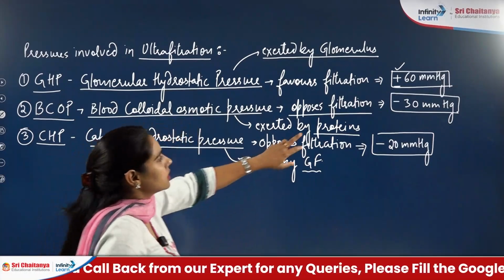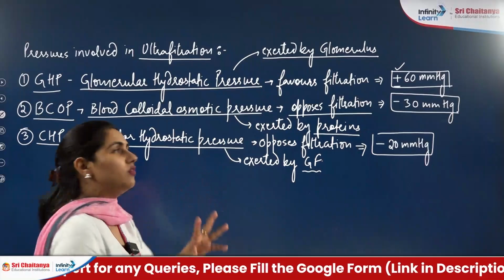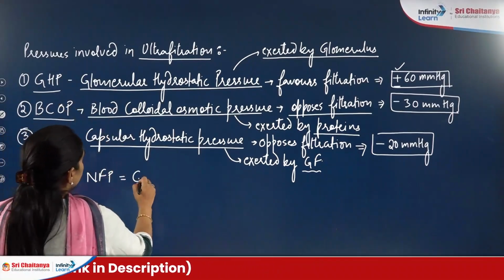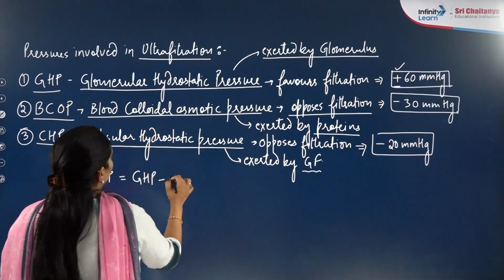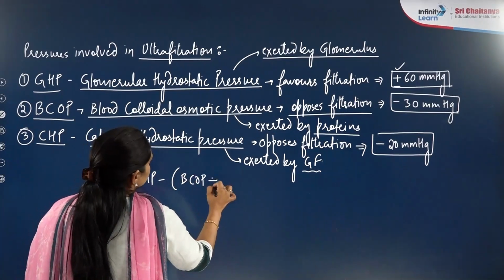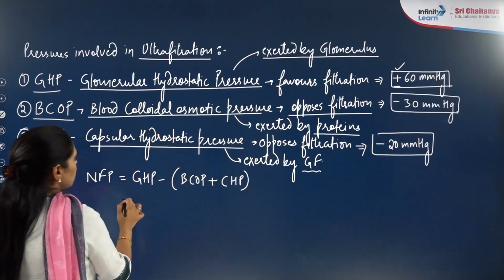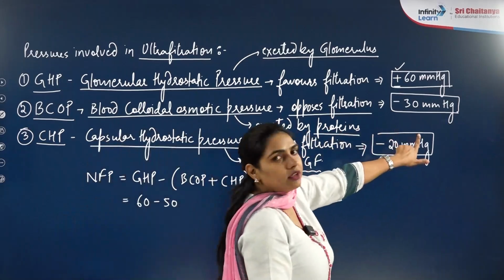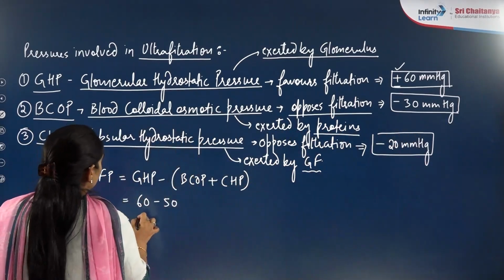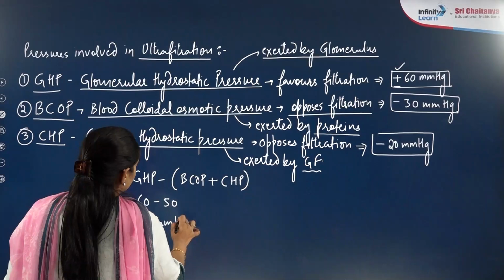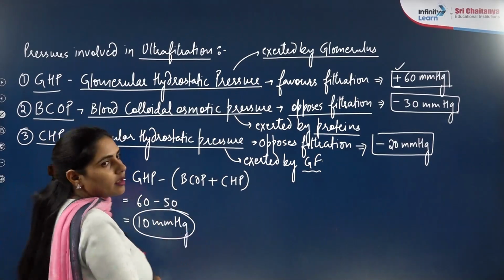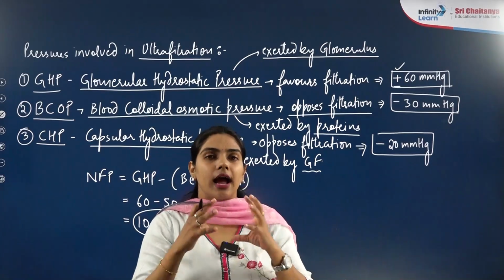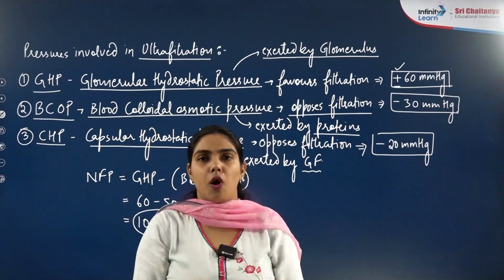Why? Because if you see the values, we can find out the net filtration pressure, NFP. The net filtration pressure will be GHP minus these two, BCOP and CHP. So it will be 60 minus 50 mm of Hg. 30 plus 20, 50 mm of Hg. So our net filtration pressure is 10 mm of Hg. Because of this net filtration pressure, filtration is taking place and glomerular filtrate is formed.